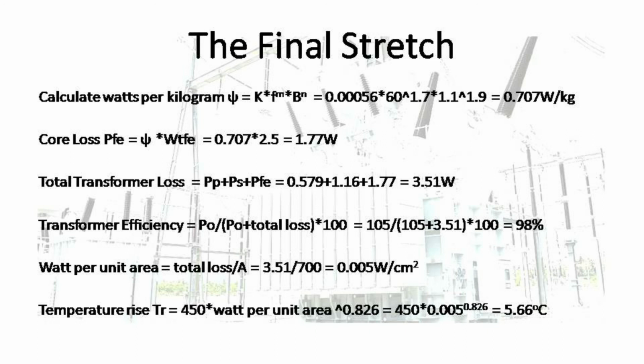Now, lastly, calculating the temperature rise. The temperature rise would be 450 times the watts per unit area, which we calculated before, to the power of 0.826. Now, we plug in the 0.005 into this formula, and it should equate to around 5.66 degrees Celsius. This should actually cover most, if not everything, that you probably need in designing the transformer.